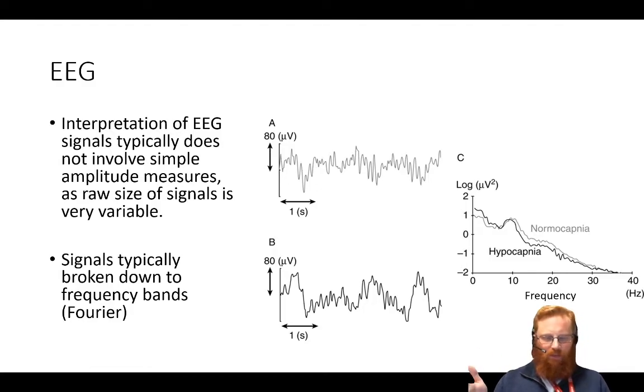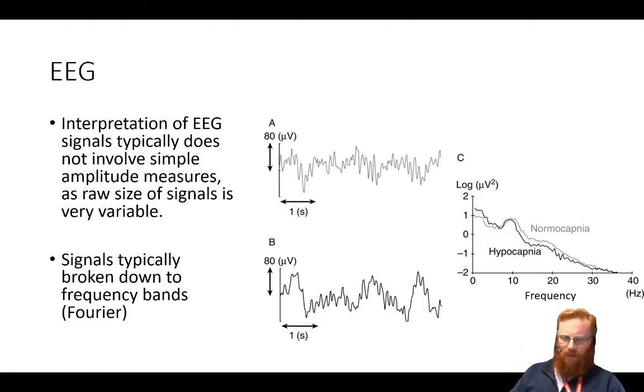I said before that EEG signals are very difficult to interpret because you don't know where they're from. So the positive and negative waveforms don't really mean anything. But what we can look at is the frequency components that the EEG is made up of, and we've probably heard about alpha waves and beta waves and delta waves.